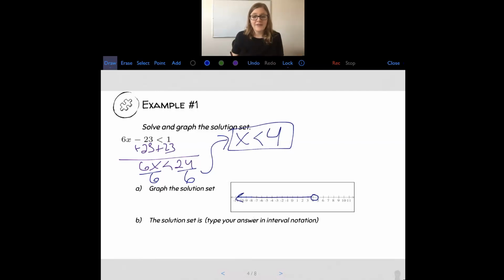Okay, and then we're asked to write our answer in interval notation. Always go left to right. So the leftmost endpoint is negative infinity, and the rightmost is 4 with an open parenthesis.